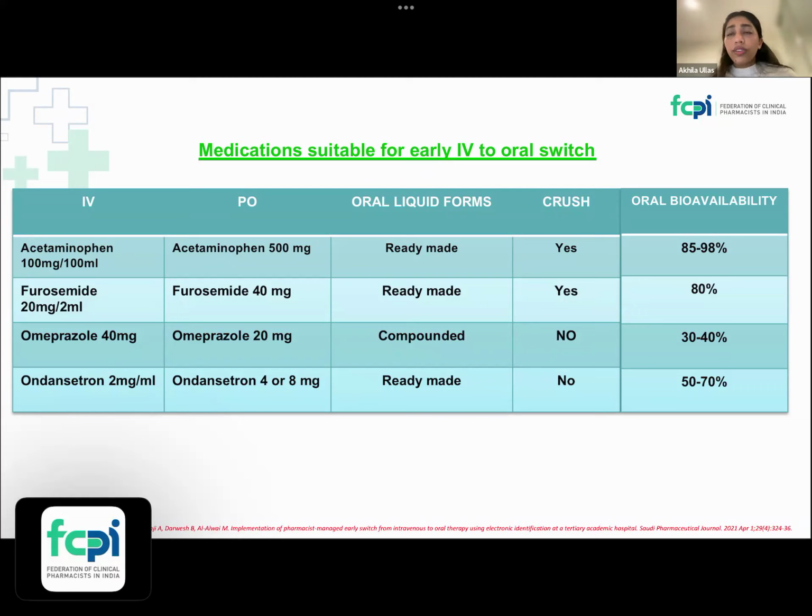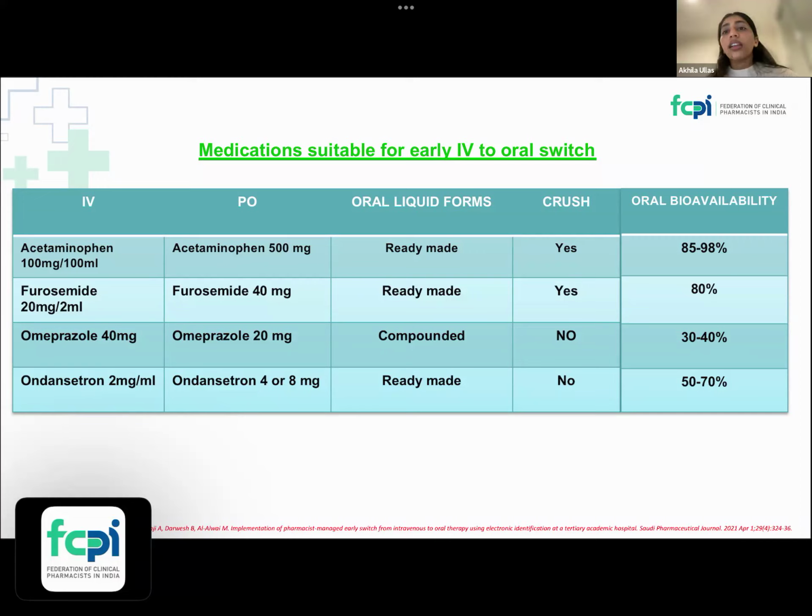And this table will give you medications which are suitable for early IV to oral switch. For example, acetaminophen 100 mg in 100 ml is available as an IV formulation, and you get acetaminophen 500 mg as a tablet. It is readymade, you can crush it, and you will get oral bioavailability of more than 85 percent. And for IV furosemide, a furosemide 40 mg tablet is available. This tablet is also crushable and also has more than 80 percent bioavailability.